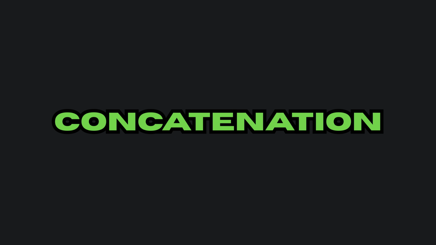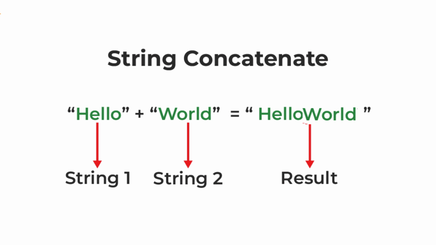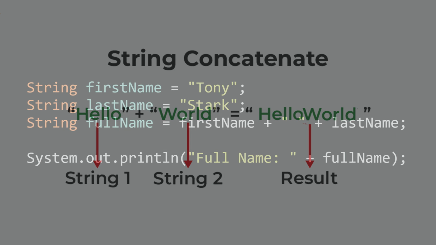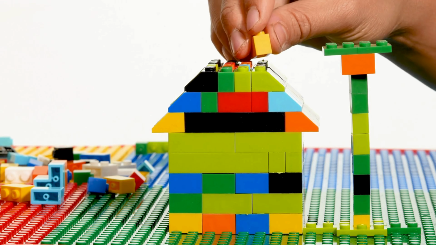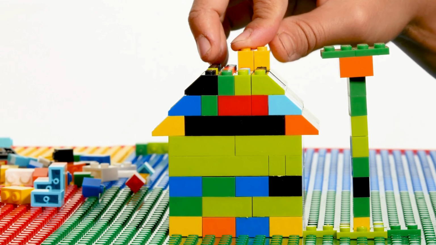One, concatenation. Concatenation is joining two or more strings together. Example: String firstName = "Tony", String lastName = "Stark", String fullName = firstName + lastName, and print fullName. The output will be full name is Tony Stark. It's like mixing Lego blocks. You can join any number of pieces as one piece.